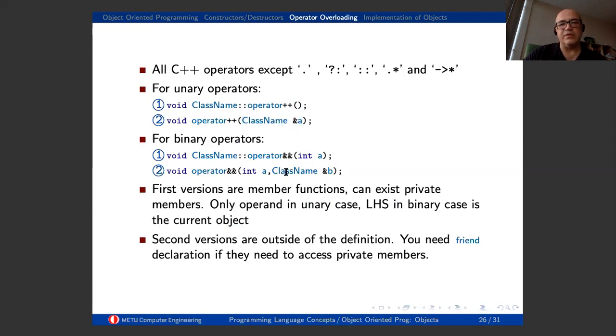If you try to implement them outside of the class, unary gets one parameter, binary gets two parameters. This is usually helpful when the first operand, the left-hand side operand, is a non-class, since you have to do that, right? Otherwise, using these in-class versions, so this one and this one, is better. But if it is the first operand like this, you don't have any chance but to implement it this way.